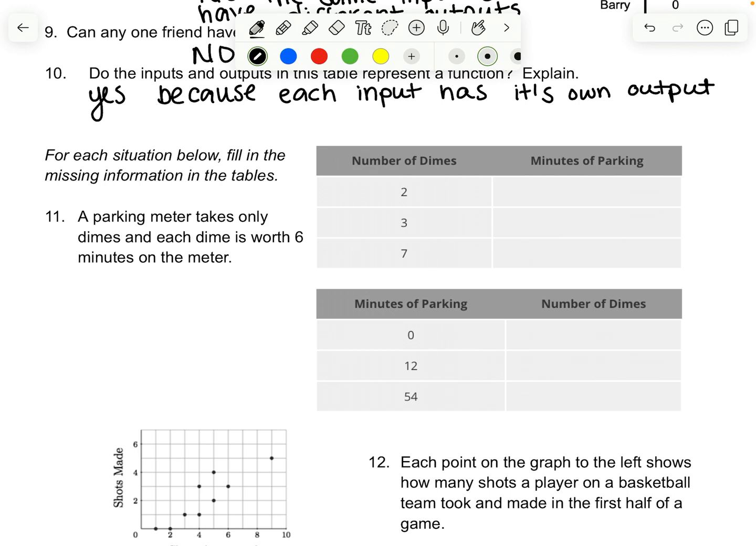To find the amount of minutes, I would take each different number of dimes and multiply it by 6 because 6 minutes represents 1 dime. So 2 dimes times 6 minutes equals 12 minutes.